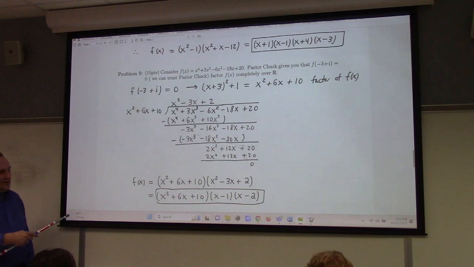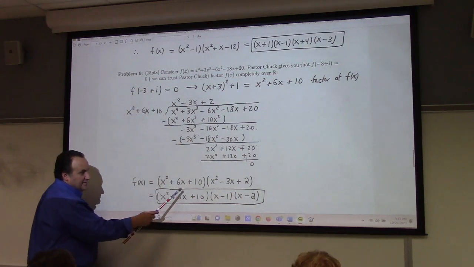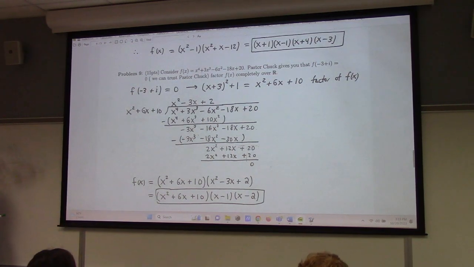Hopefully that doesn't happen. Anyway, so we get this, and then of course, again, we can factor, and there you go. I know I can't factor the x squared plus 6x plus 10 because that came from what? That came from the complex 0, right, which corresponds to a prime quadratic.